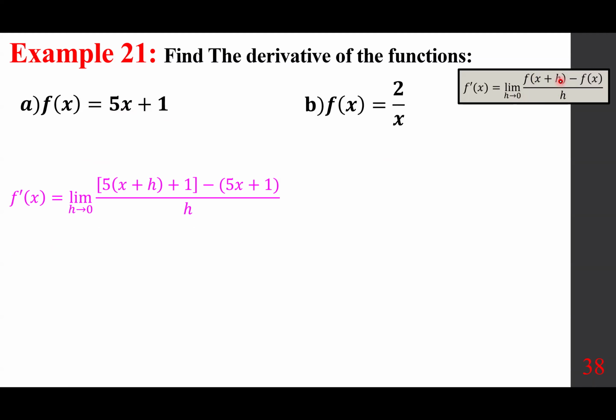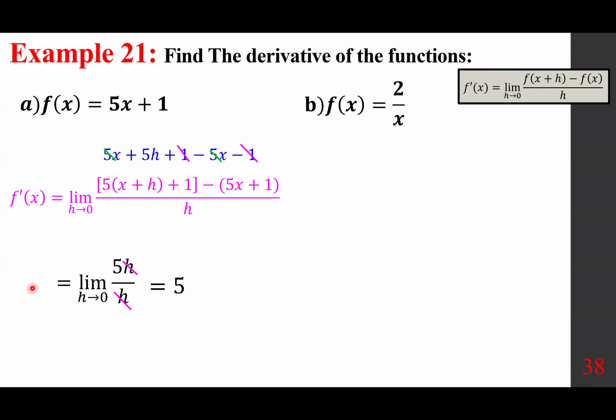Again, I can't emphasize this enough. We are using the definition. You can differentiate this stuff much faster when we go to other later sections. So 5x, 5h plus 1 minus 5x minus 1. 5x and minus 5x cancel each other. 1 and negative 1 cancel each other. So we end up with 5h in the numerator. Again, of course, you cross out the h. Limit of 5 as h approaches 0 is 5.